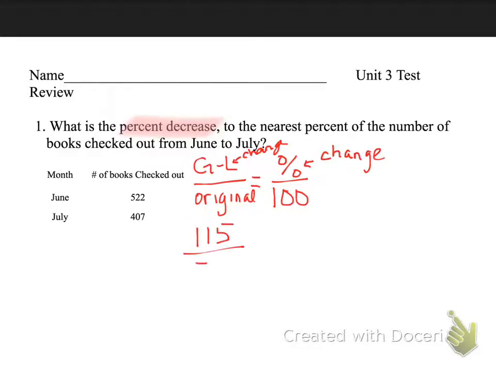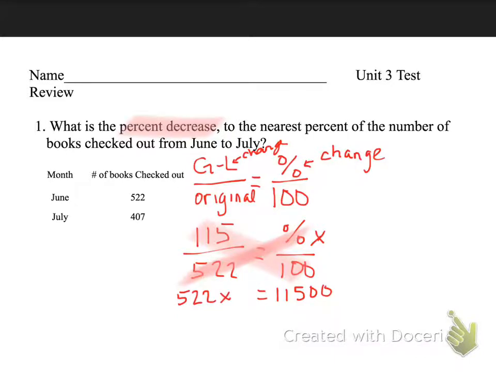So June comes before July, so June's our original, over 522. And then we have percent of change over 100. And that can be our x. So now when I cross multiply, I get 115 times 100, which is 11,500 equals 522x.